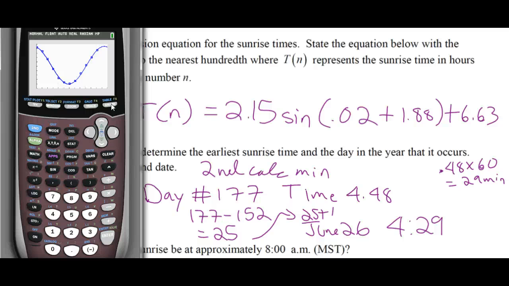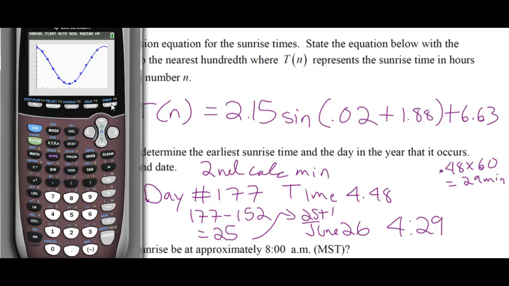Day 152 is June 1st, so we're 25 days after June 1st, which is June 26th. Then we had the decimal time: 0.48 times 60 to convert decimal time into minutes gave us 29 minutes, so 4:29 a.m., which in Mountain Daylight Time would be 5:29 a.m. The farmers in Saskatchewan like to get up really early, right? 4:29 a.m.